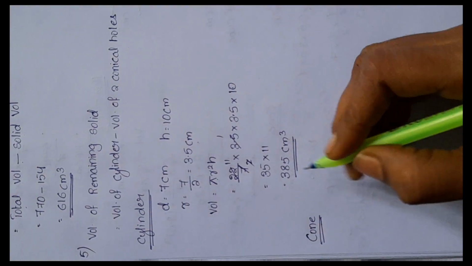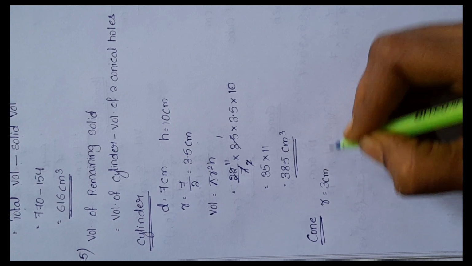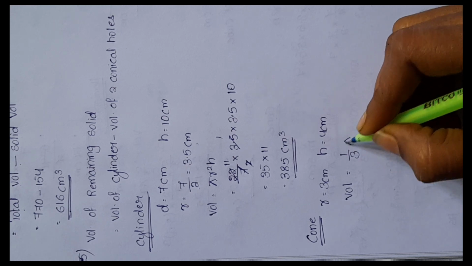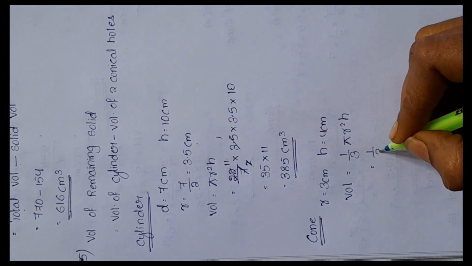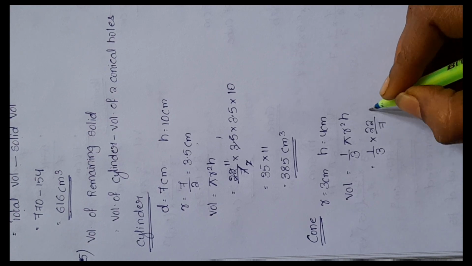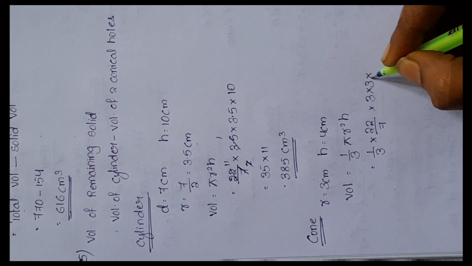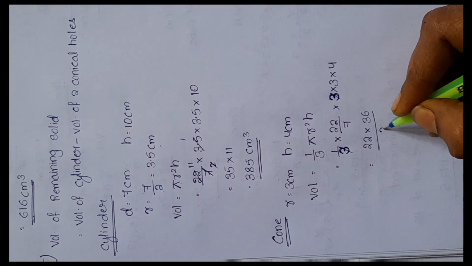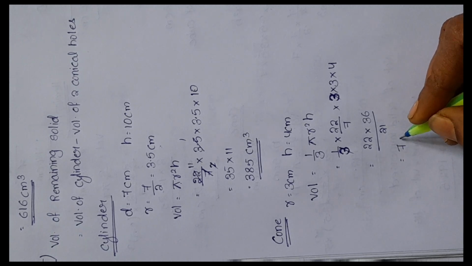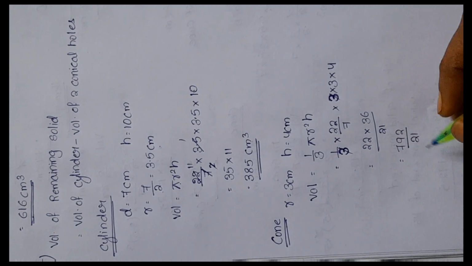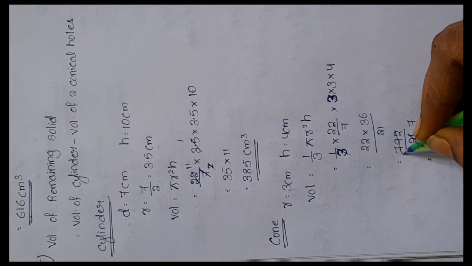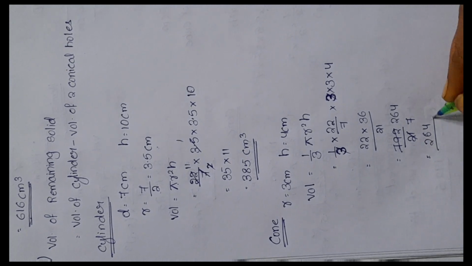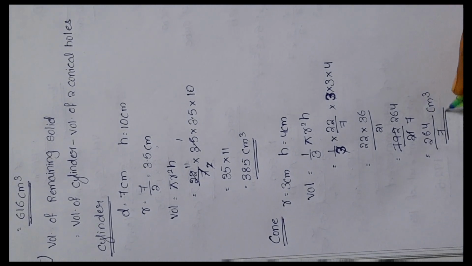Now let us take the cone part. The radius of the cone is given as 3 centimeters and the height is given as 4 centimeters. Now the volume of the cone formula is 1 by 3 pi r square h. Substituting the above values in the formula, 1 by 3 into 22 by 7 into r value 3, so 3 into 3, into h value 4. 22 into 9, 4 is 36 by 21. On multiplication, we get 792 by 21. Cancelling this, 3 sevens, and 3 two times, 6 times and 4 times. So 264 by 7 centimeter cube is the volume of one cone.